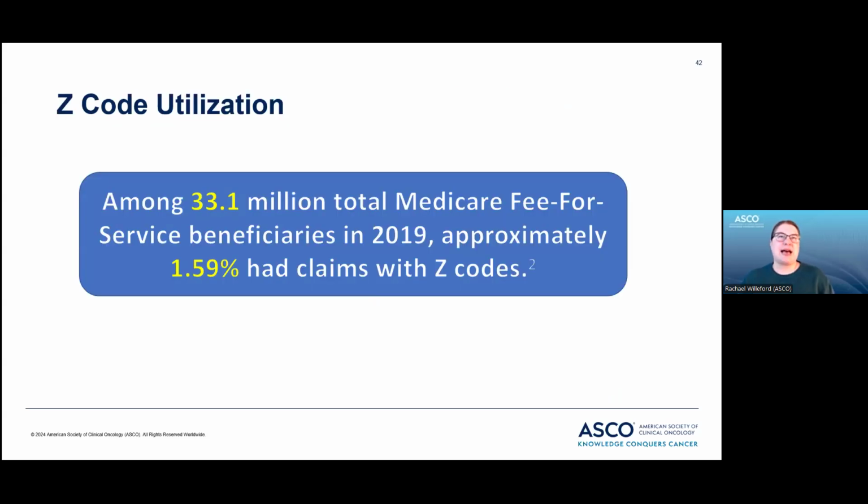Using 2019 data, Medicare conducted a study regarding Z-code utilization among Medicare fee-for-service beneficiaries. This study found that among 33.1 million total Medicare fee-for-service beneficiaries, only approximately 1.59% had claims with Z codes on them. Other studies showed percentages for Medicare Advantage plans, and those rates were even lower. One reason for the lack of utilization is a lack of awareness regarding these codes, which is why we are here today to address.